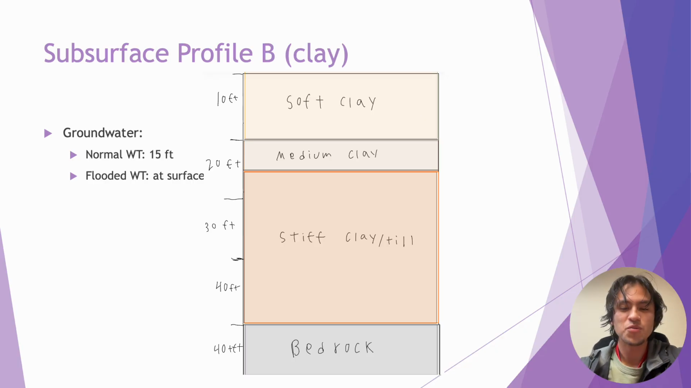For subsurface profile B, we decided to make it all mostly out of clay. The first 10 feet are soft clay, the next 5 are medium clay, and then the rest up until bedrock is stiff clay/till. For this location, our water table was at 15 feet below the surface, and our flooded water table was at the surface.